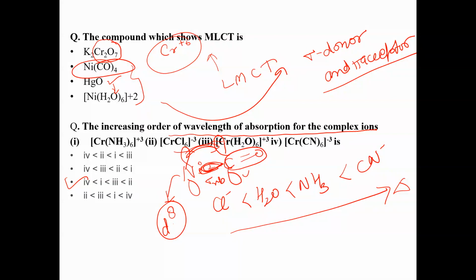Okay, so this option will be the right one because it will be showing the metal to ligand charge transfer. Okay, and apart from that, sorry, it is not having d8 because here it is in zero oxidation state. It will be having d10. Okay.